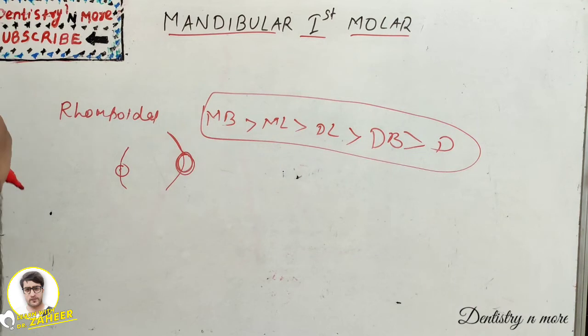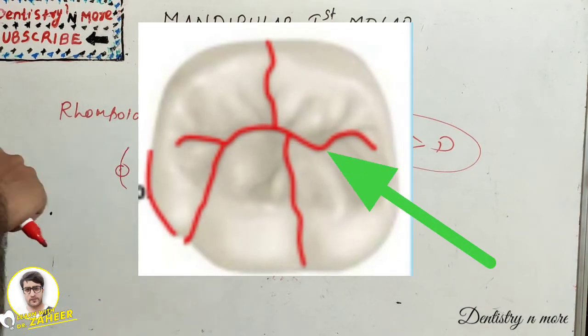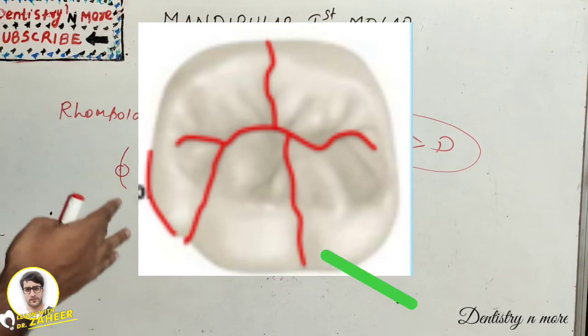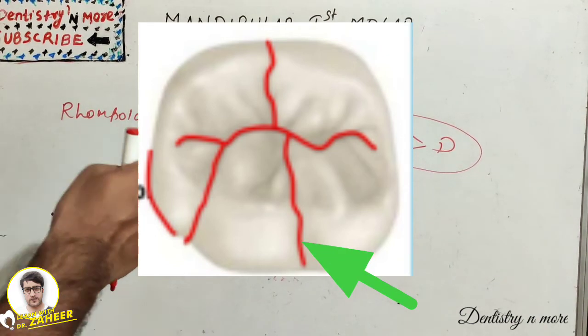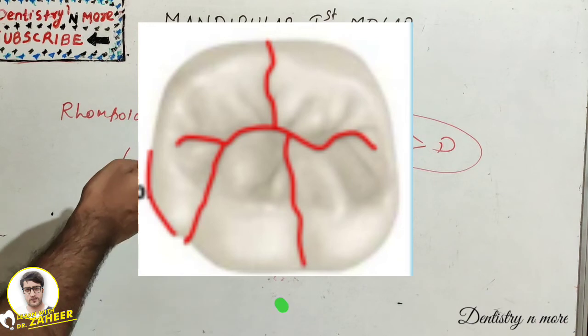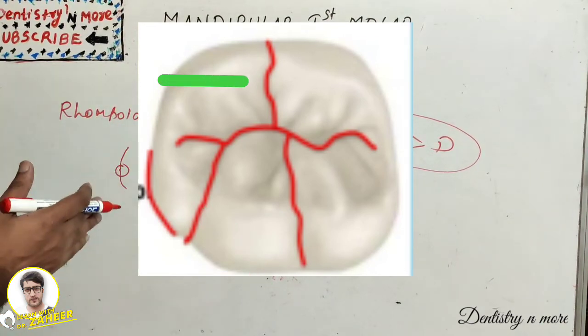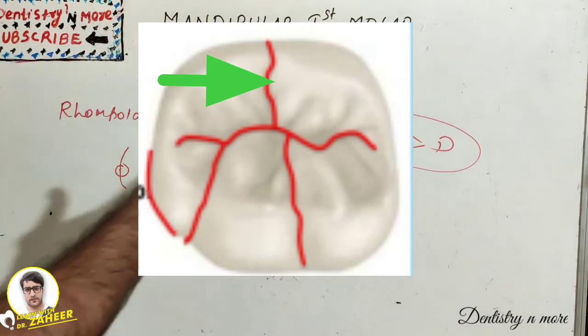There are 4 developmental grooves. There is one central developmental groove which runs in the central part. Then the mesiobuccal developmental groove divides the mesiobuccal and distobuccal cusp. Then the distobuccal developmental groove divides the distobuccal and distal cusp. Then the lingual developmental groove divides the mesiolingual and distolingual cusp.